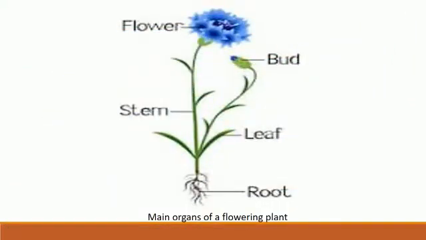Dear students, this is the diagram of a typical flowering plant. It has two systems in it. Number 1, the shoot system, and number 2, the root system. What is a shoot system? Shoot system consists of all the organs that are held outside the soil. For example, the leaves, stem, buds, flowers, etc. The root system consists of those organs that grow below the soil. For example, the roots.